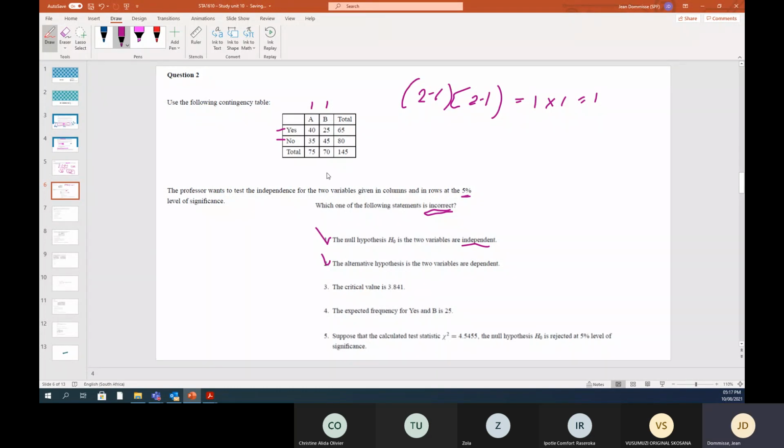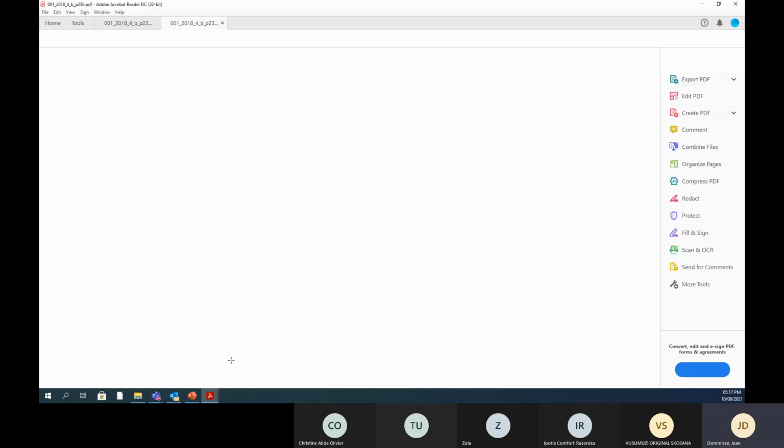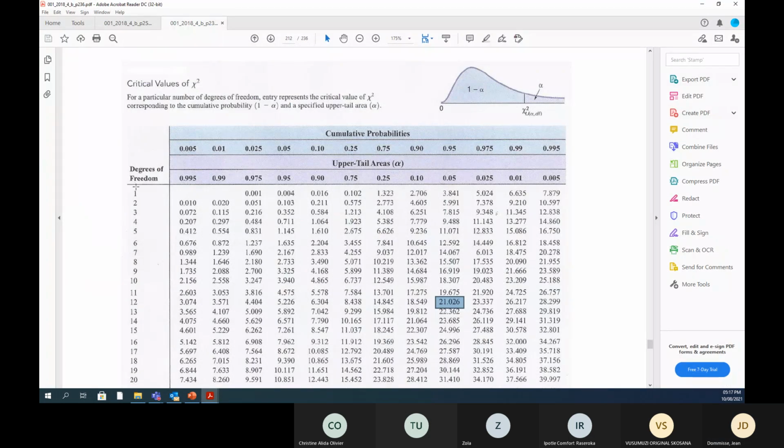So when we look at the table, we will look at the table where the degrees of freedom is equal to 1, and we have a 5% level of significance. Okay, and 5% is 0.05. So let's look at that table. Degrees of freedom is 1, 0.05.